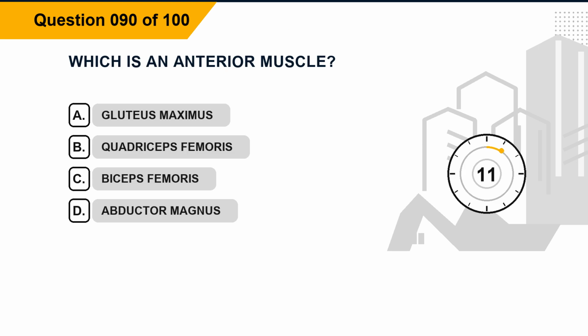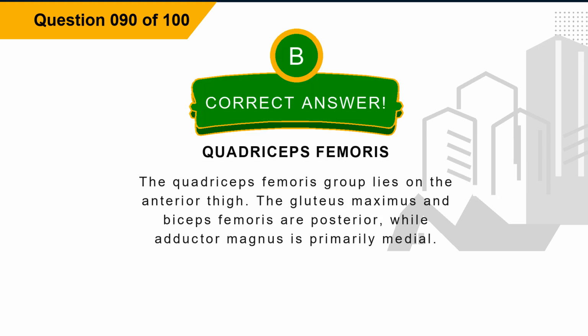Question 90. Which is an anterior muscle? Option A, gluteus maximus. Option B, quadriceps femoris. Option C, biceps femoris. Option D, adductor magnus. The correct answer is option B, quadriceps femoris. Explanation: the quadriceps femoris group lies on the anterior thigh. The gluteus maximus and biceps femoris are posterior, while adductor magnus is primarily medial.